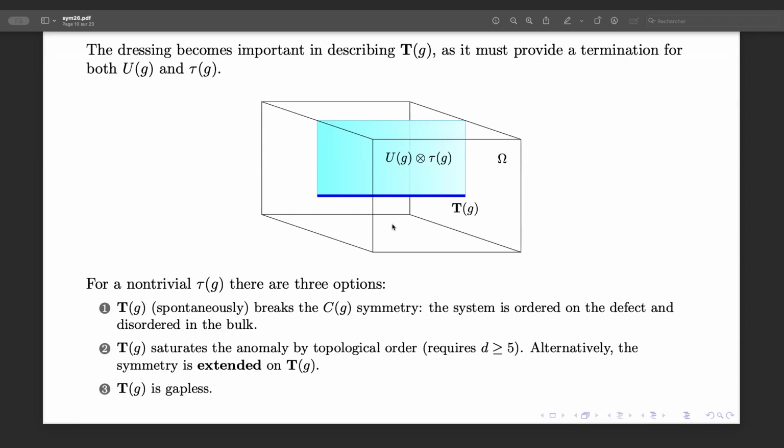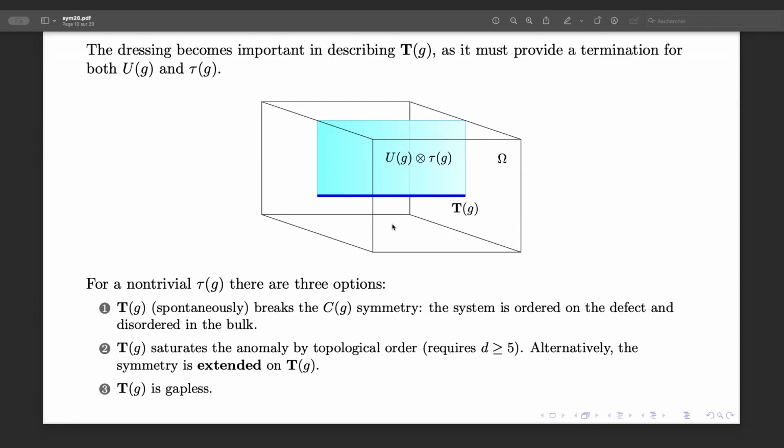So if you have a non-trivial tau g, you have three options. Either this monodromy defect spontaneously breaks the symmetry. Here, G is the centralizer of g, the symmetry that remains once you put the symmetry defect, but you should just think of it as G for most of the examples. So either you break the symmetry, that's what usually happens at the boundary of an SPT. So what happens then is that the bulk system is disordered, but the defect is ordered. Second, there can be anomalies that can be saturated by topological order, so without symmetry breaking.